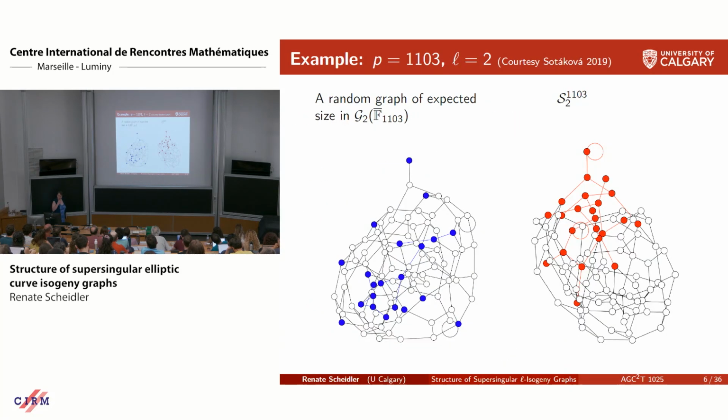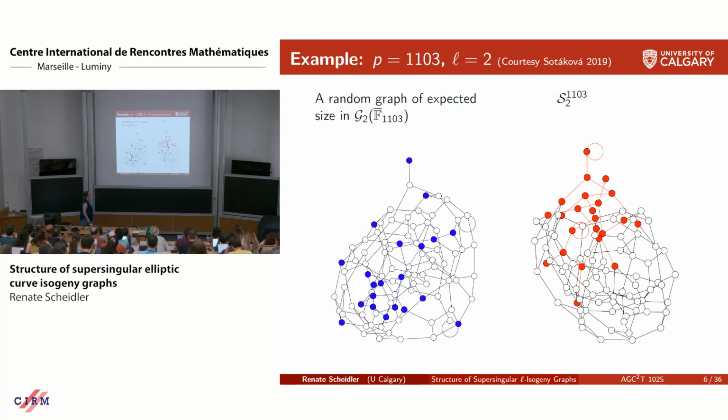All right, here's an example. I took this from a talk by Sotáková from 2019; I stole these two pictures. On the left, this messy thing is the 2-isogeny graph over F_1103 bar, and the blue vertices indicate a subgraph of the correct expected size of the spine. On the right is the actual 2-spine of this graph.